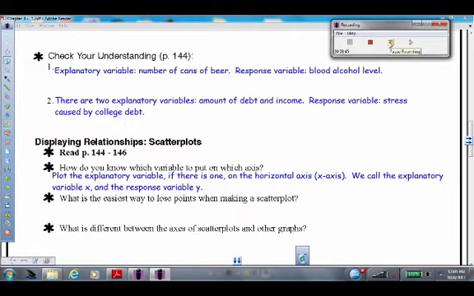What is the easiest way to lose points when making a scatter plot? Forget to label your graphs. If you forget to label your graphs, you're going to lose points. That includes the proper labels. Including the proper labels is more important than graphing each point in precisely the right place.